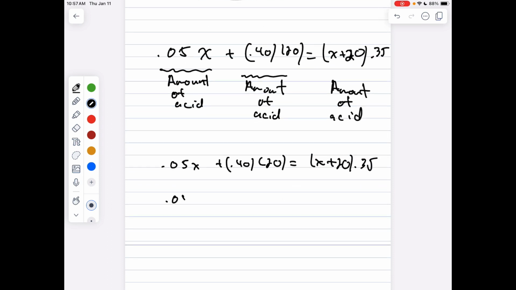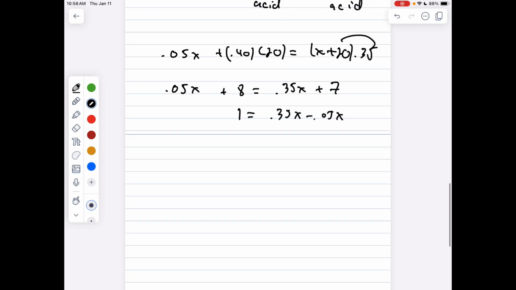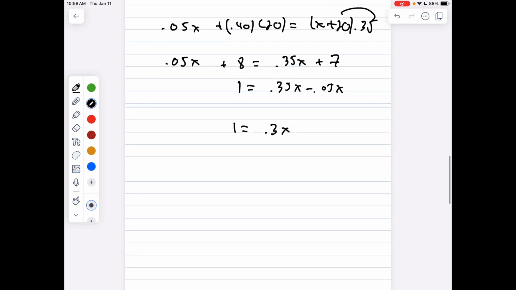And this would come down to solving this equation. 0.4 times 20 is 8. Here I have to distribute, this would be 0.35x. And then 20 times 0.35 gives you a 7. So total you would have 1. I'll subtract the 7 over, and I'll subtract the 0.05x from the 0.35x, move that over to the other side, and you get 0.3x. So x would equal 1 over 0.3.